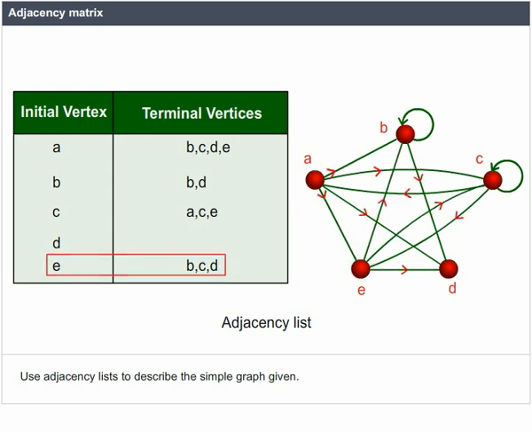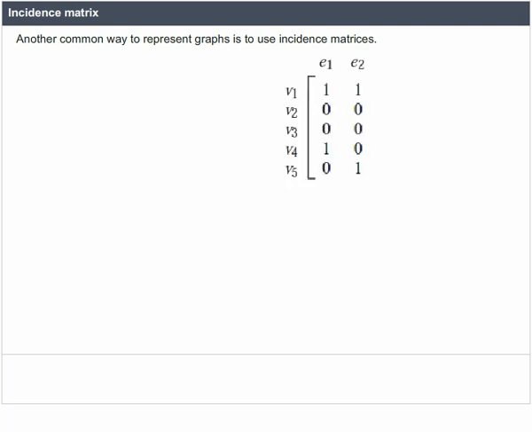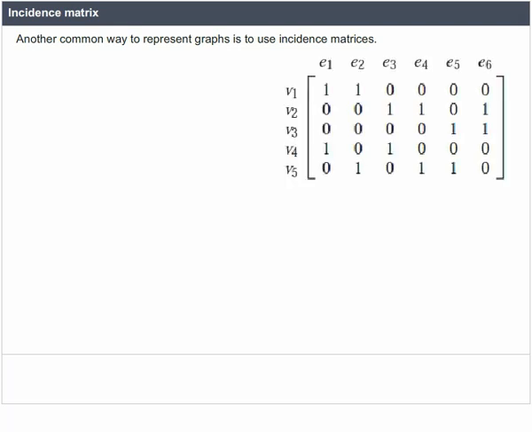Incidence matrix. Another common way to represent graphs is to use incidence matrices. The matrix is as follows: v1, v2, v3, v4, v5 as rows, e1, e2, e3, e4, e5, e6 as columns. We can easily see the matrix using the figure.